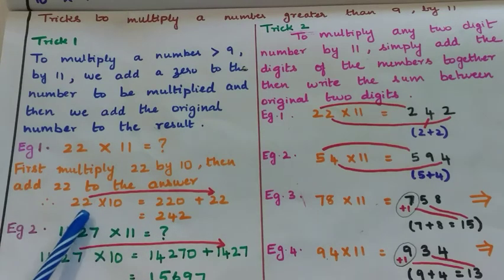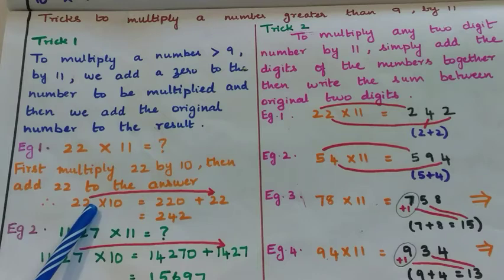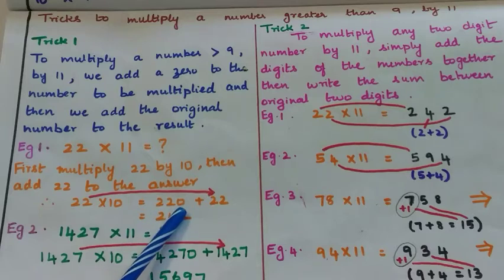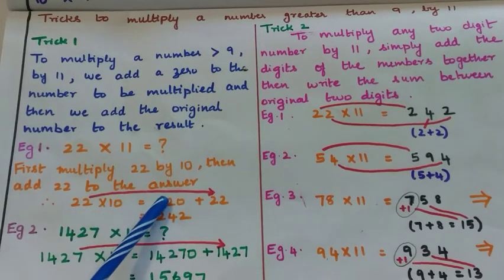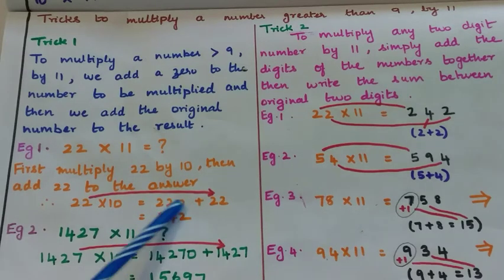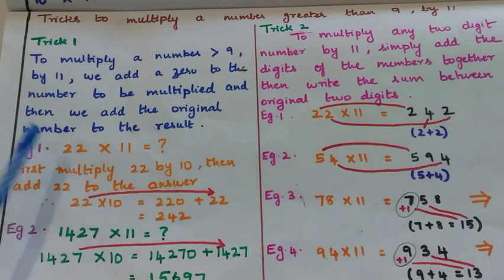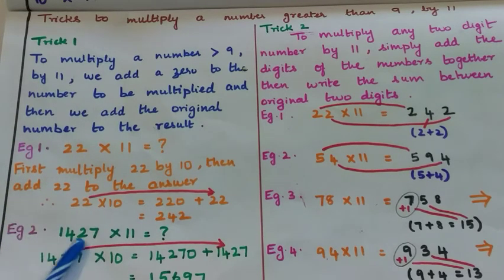If you see here, first you multiply 22 by 10. What do we do for multiplying a number by 10? We just need to add a 0 to the end of the number which has to be multiplied by 10. So the result we get is 220. Then you add the original number to the result, and you get 242. This trick not only applies to a 2-digit number but for any large number as well.